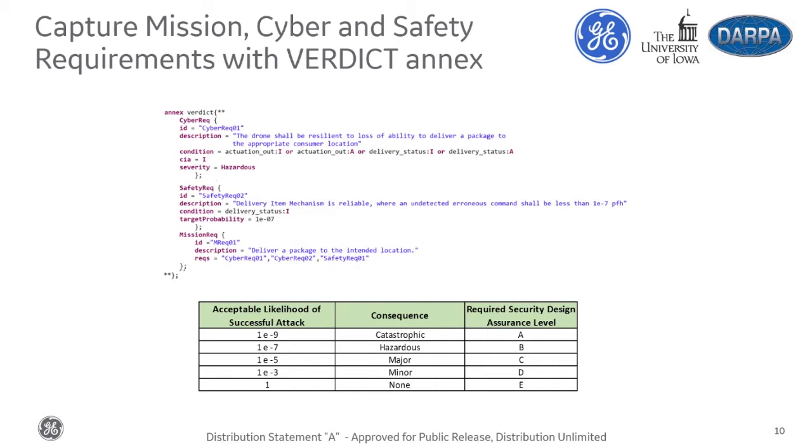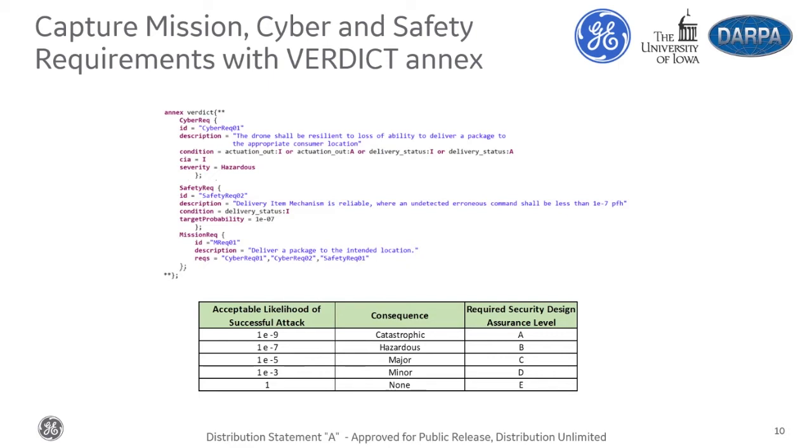So if we've got a catastrophic consequence of a cyber requirement, then we need to make sure we've got a design assurance level A defense implemented to prepare for that. So we define our cyber requirements and our safety requirements, and then the mission requirements. So we've got a mission requirement here that says the mission is to deliver a package to the intended location. And in order to satisfy that mission requirement, we need to satisfy cyber requirement 1, 2, and safety requirement 1.